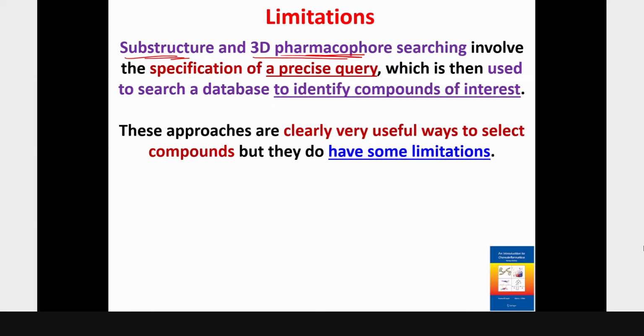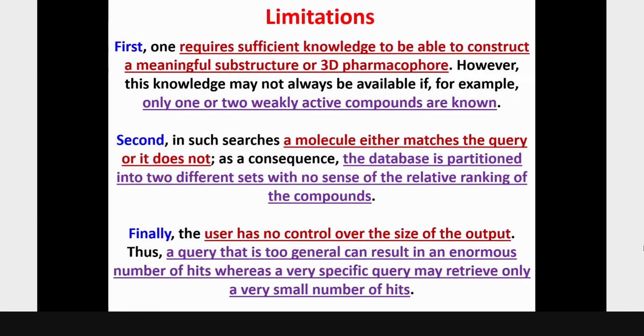So first we should understand what kind of limitations are coming with our substructure or 3D pharmacophore method. Suppose this is a ligand based method, and you know that there are only one or two active compounds, like weakly active compounds, so how are you going to generate the substructure for this? This could be correct, and in many cases it could not be correct. Whatever substructure you come up with, using which you make this query, might not be very accurate.